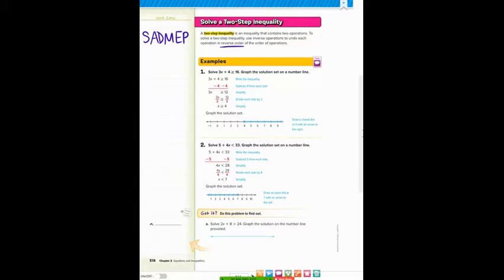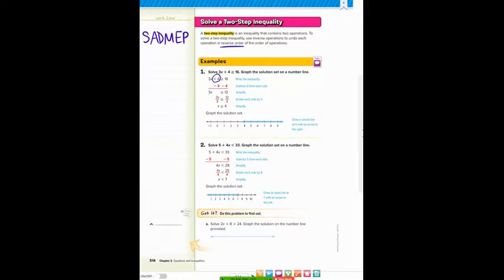So we're going to use SADMEP to solve this problem. The S is for subtraction, but we do not have any subtraction. The A stands for addition. We do have addition. So let's circle the addition. Circle plus 4. Now we need to take the inverse operation. Inverse means opposite. The opposite of plus 4 is minus 4. We're going to subtract 4 on both sides.